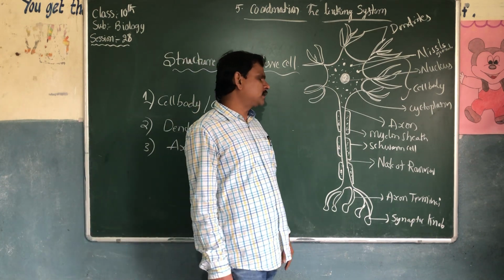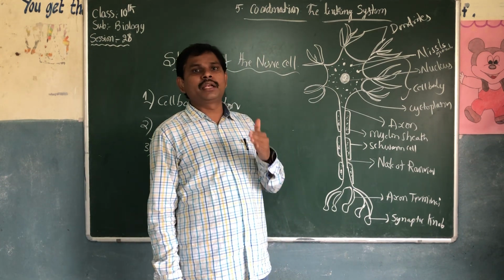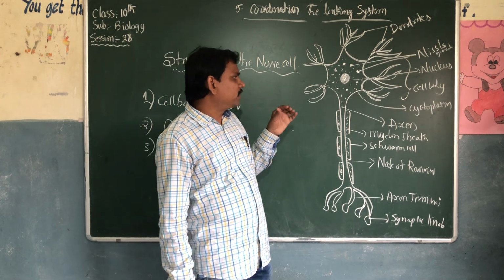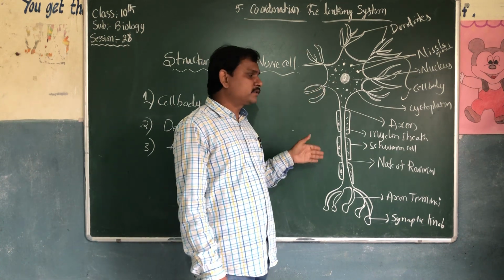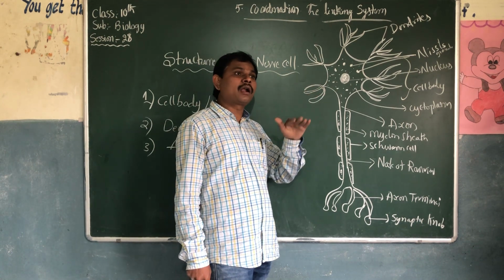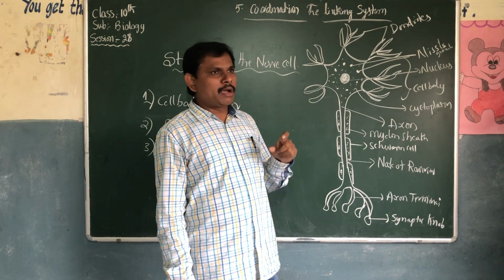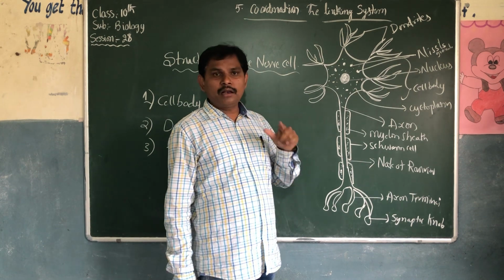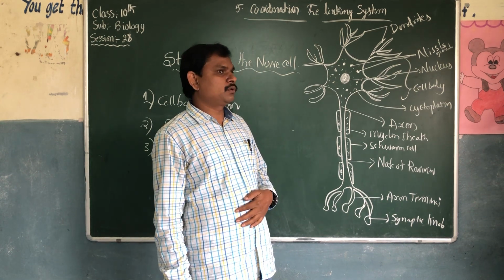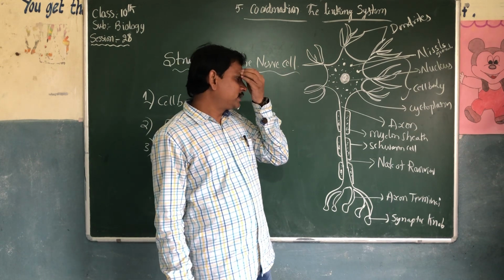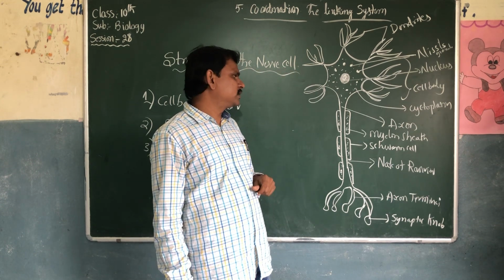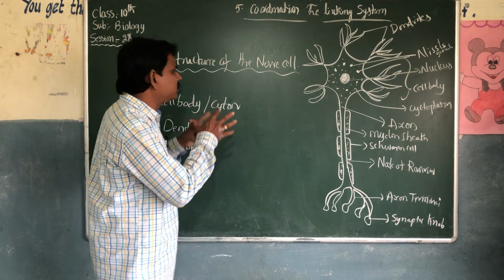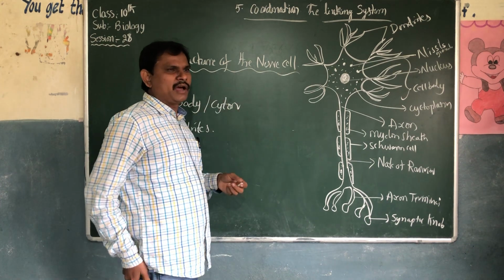Such types of axons are called non-myelinated. It is very difficult to identify whether it is a dendrite or an axon when myelinated sheaths are not there on the axons. When myelinated sheaths are not there, such axons are called non-myelinated. So by looking at their length, we can say this is the dendrite and this is the axon. One nerve cell attaches to another nerve cell.